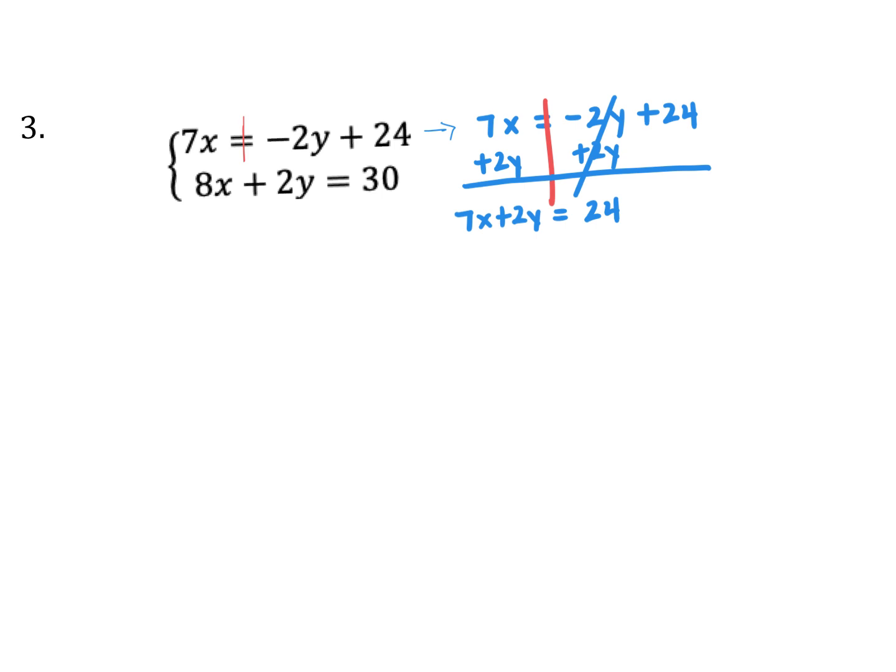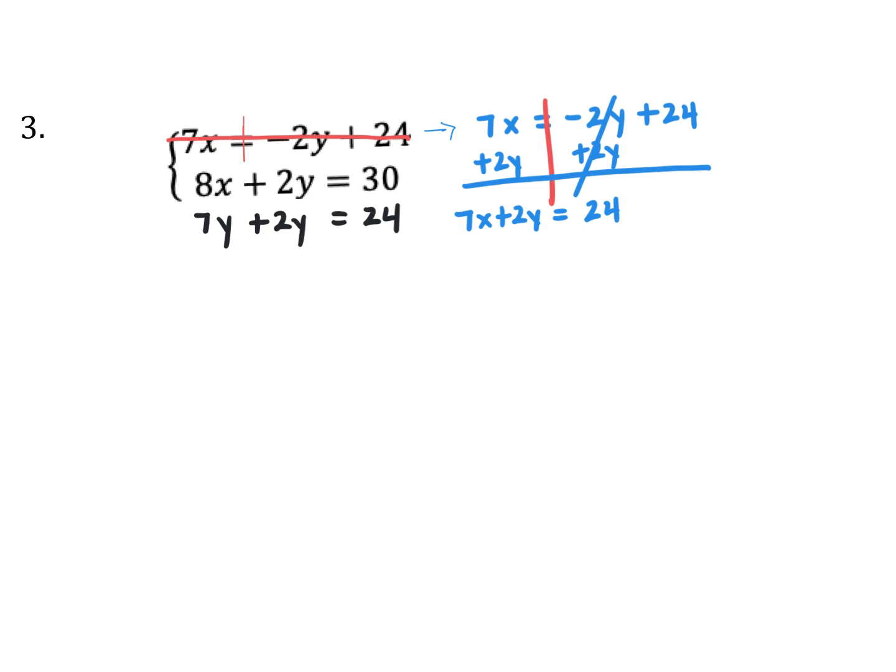So now we're not using this top one anymore. We're done with that one. So we're going to eliminate that for right now and just write what we just got under our other one that's already in standard form. So 7x plus 2y equals 24.